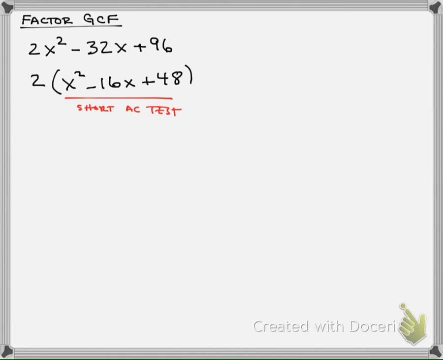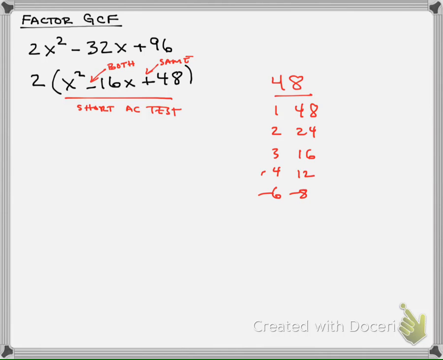All right. So, the factors of 48 are 1 and 48, 2 and 24, 3 and 16, 4 and 12, 6 and 8. Then we read the signs. The signs are the same, and they're both going to be negative.